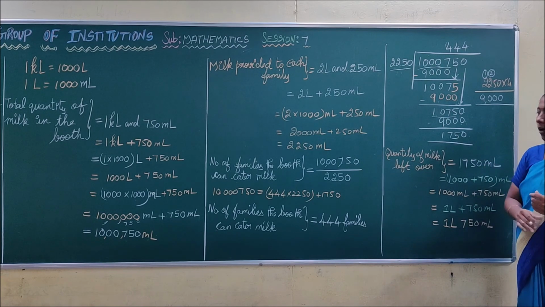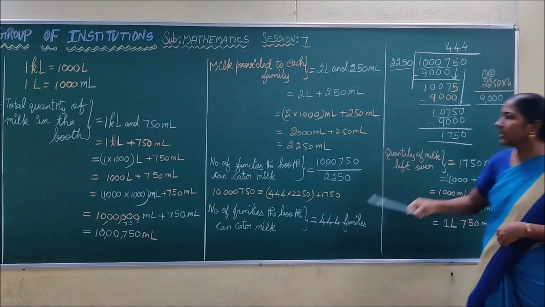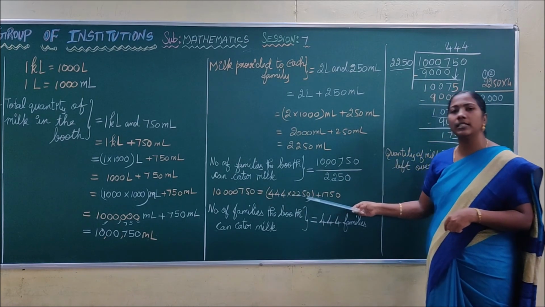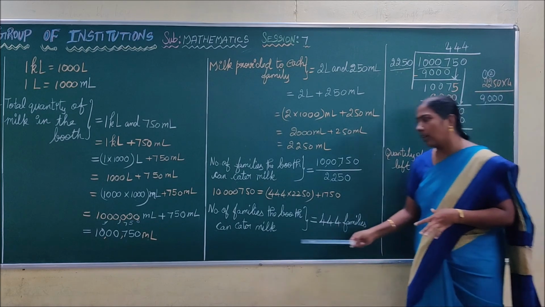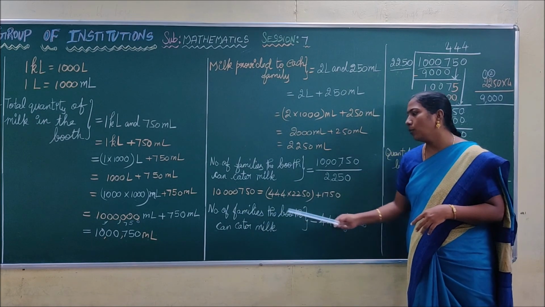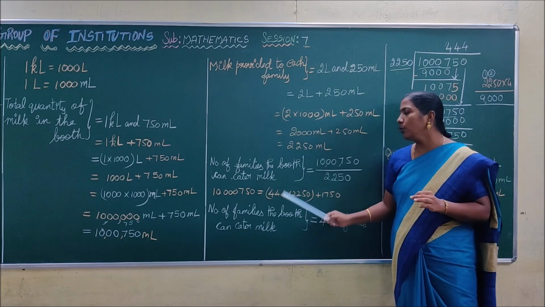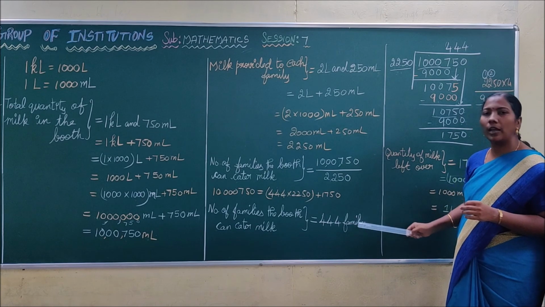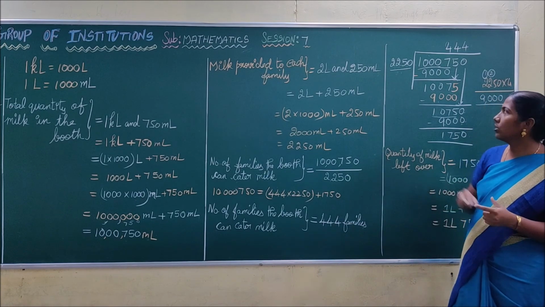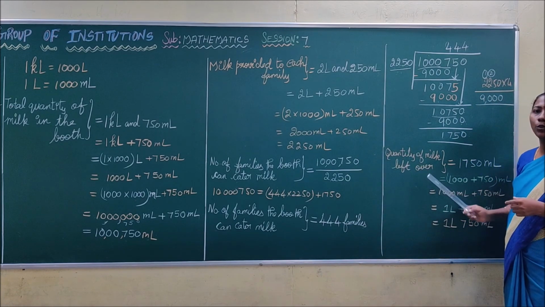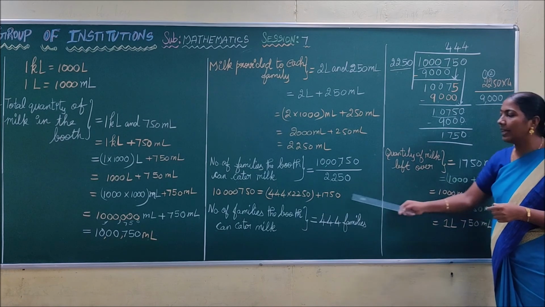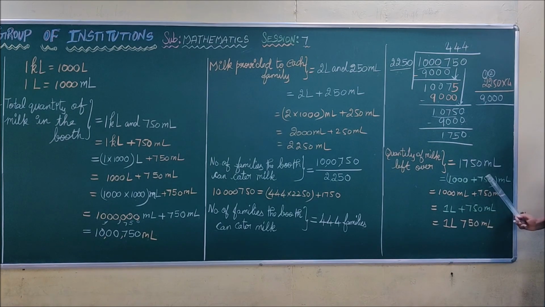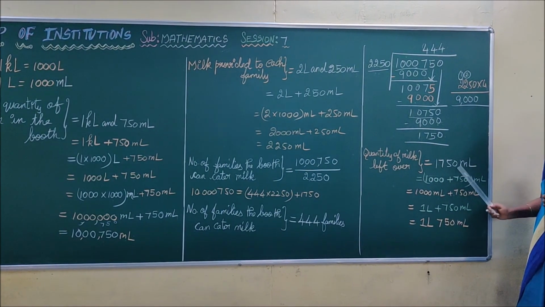As in the previous problem, we can write this value as 10,750 is equal to quotient into divisor plus remainder. Thus, we can conclude the number of families the booth can cater milk to is equal to the quotient value, that is 444 families. Okay. And what is the second question they have asked? Quantity of milk left over. For this, you have to take the remainder value. What is the remainder value? 1750. Here you must write the unit, that is milliliter.